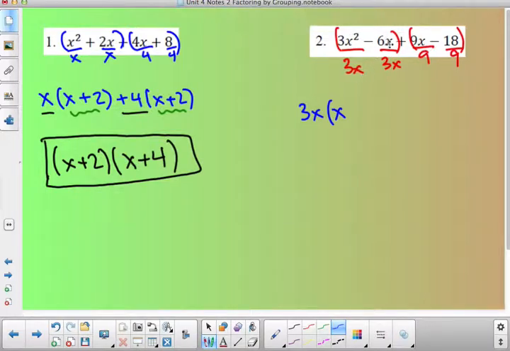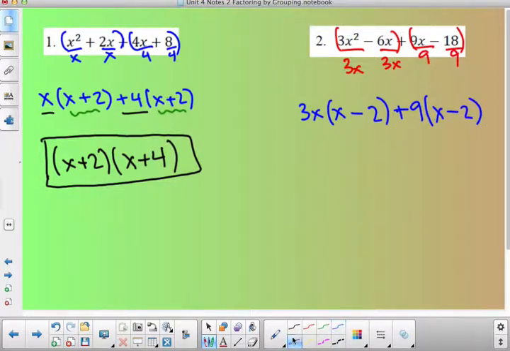Then negative 6x divided by 3x, that leaves me with negative 2. The x's cancel out. 6 divided by 3 is 2. So there's the first group. From the second group, I pulled out that positive 9, so it's still adding in the middle, plus 9. Then I have 9x divided by 9, which is just x. 18 divided by 9, which is 2. It was subtraction in the middle, so minus 2.